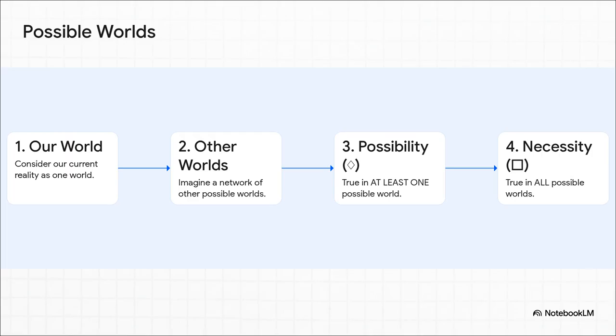So how does this actually work under the hood? This is where it gets really cool. The big idea is something called possible worlds. Just imagine our reality right now is just one world. But branching off from our world are tons of other possible worlds. Worlds where things could have gone a little differently. Now, for a statement to be possible, our little diamond symbol, it just has to be true in at least one of those other worlds. But for it to be necessary, the box symbol, it has to be true in every single one of those reachable worlds. It's a pretty mind-bending but powerful idea, right? And that's why 2 plus 2 equals 4 is necessary, because it's true in all of them.